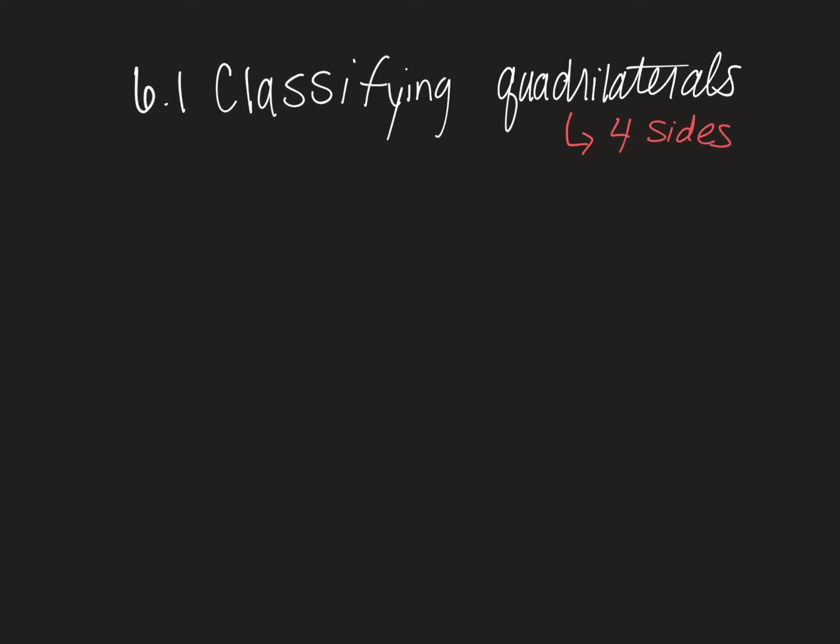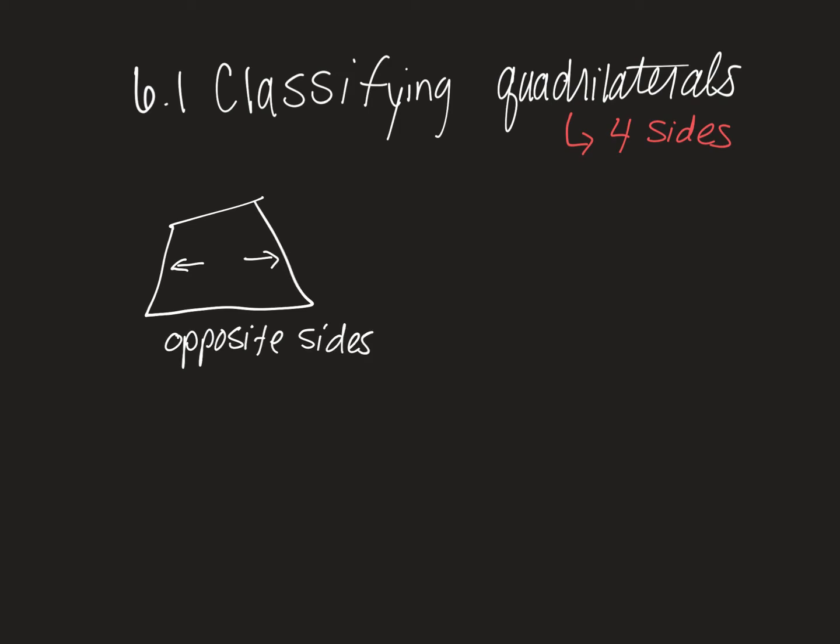Right, so when we are looking at quadrilaterals, I'm just going to draw this one here. 2 sides that are across from one another are opposite sides. Right, so they don't touch. Like these two here are opposite sides, and up and down would also be opposite sides of a quadrilateral.